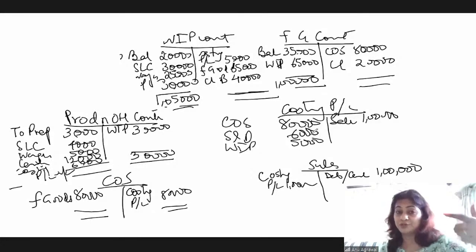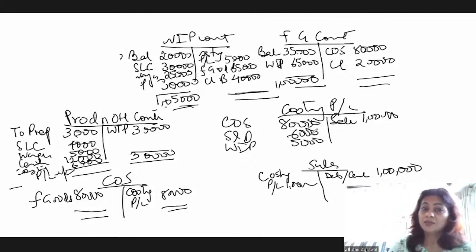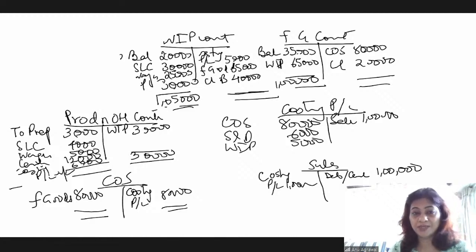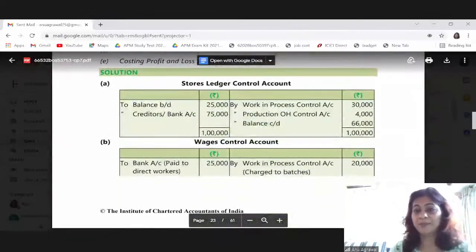First of all, I need to see whether I should take up the physical balance or the closing balance as far as the accounting is concerned, right? Because they have given the physical balance as 40,000 in WIP. So on this note, I would like to see what ICAI has done. We completed the question, right? So let's look into the question.